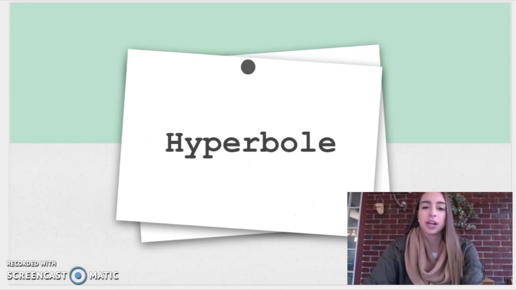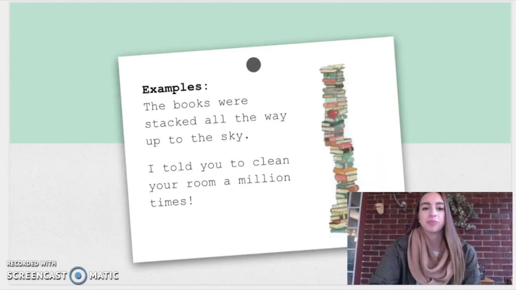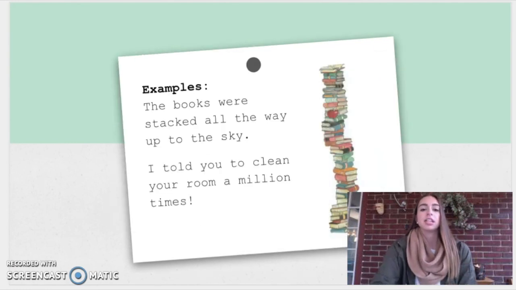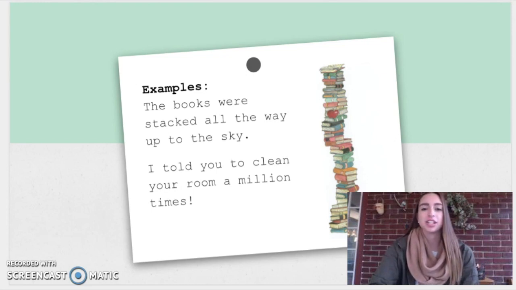Have you ever heard your parents say something like, "I told you to clean your rooms 1,000,000 times already"? Well, they are using a hyperbole here. And hyperbole is an extreme exaggeration. Let's take a look at another example. Here, our example says, "The books were stacked all the way up to the sky." This is another example of an exaggeration.